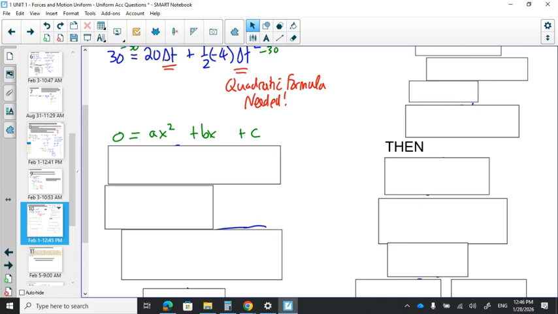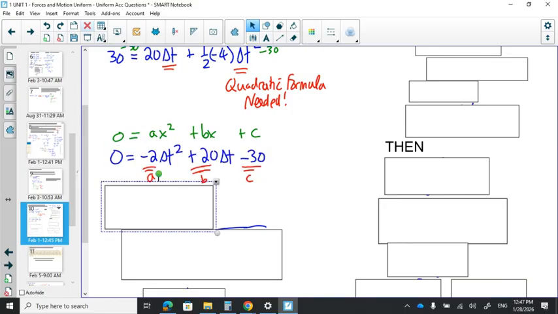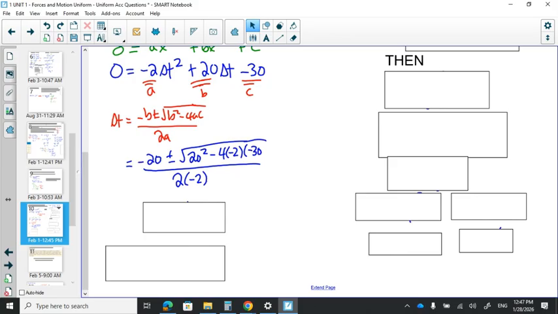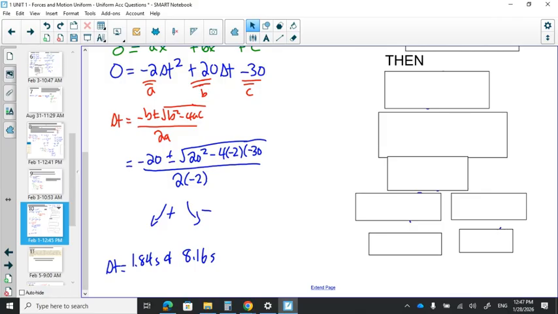right? So rearrange this thing into the standard form and get your A, B, and C, plug into the quadratic formula and do some calculations, and it spits out answers of 1.84 and 8.16 seconds, so 2 possible answers.